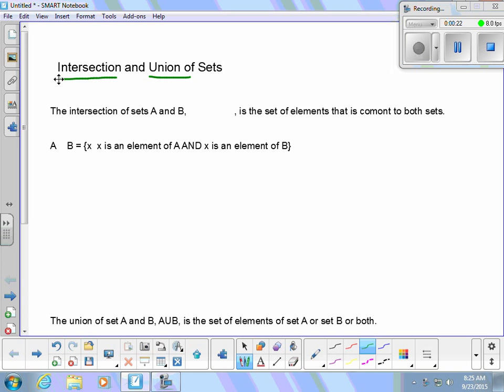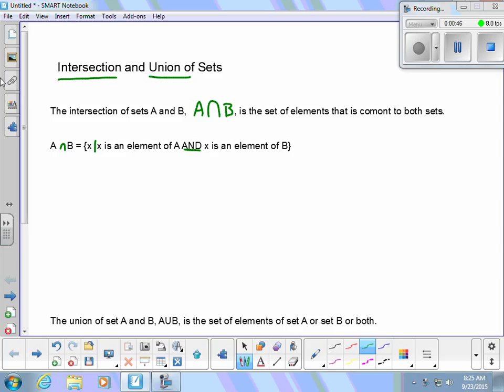When we talk about the intersection of two sets, A and B, we write that as A, and it's sort of like an N or a horseshoe, B. A intersect B is the set of elements that is common to both sets. So, for example, A intersect B equals the set of all x such that x is an element of A and x is an element of B.